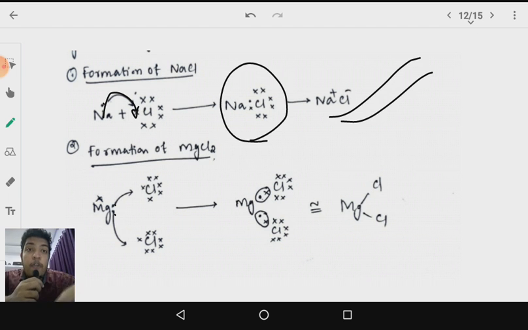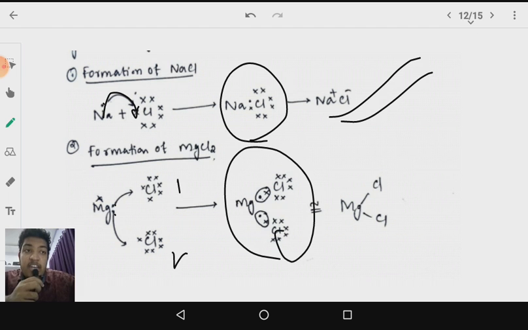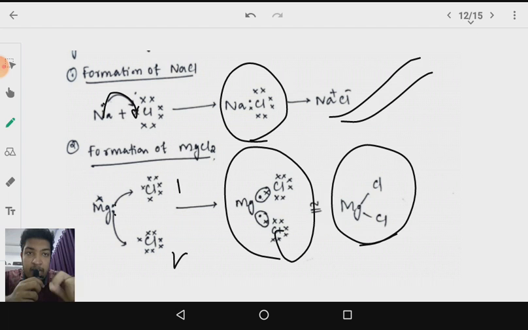A bond will be formed between magnesium and this chlorine, and magnesium and this chlorine. So that is why we are getting 2 bonds over here, and this is the formation of magnesium chloride. So this is how an ionic compound is formed. It is also known as an electrovalent compound. Now this bond is a very strong bond because it is an electrostatic force of attraction, and electrostatic forces of attraction are very strong in nature.